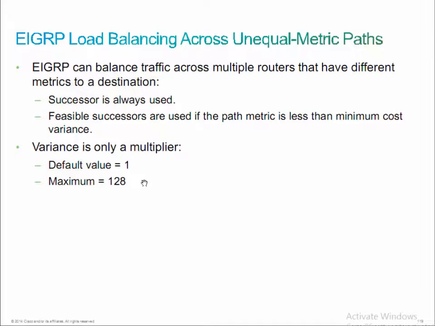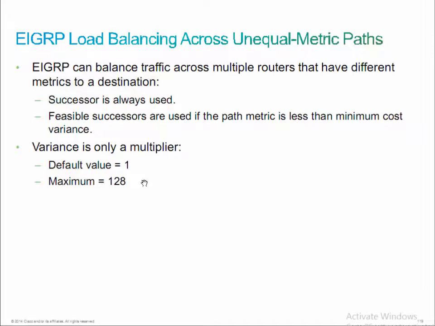Let's say, for example, I have 2 paths that have a cost of 10, and I have a 3rd path that has the cost of 20. If I want to use all 3 paths, I put in a variance of 2, because 2 times 10 is 20, which means that anything from 10 to 20 would be considered equal. Does that make sense? That's as simple as it gets. It's just a multiplier against the metric for the best path.